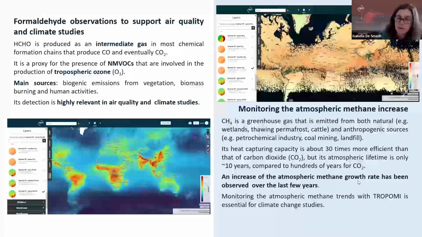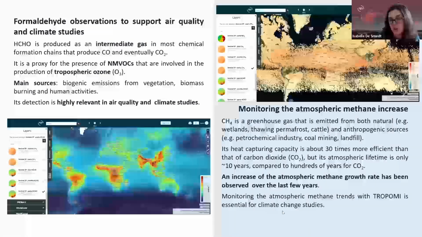And so we can really act on methane emission to have a better control on climate change. And since over the last few years, an increase of the atmospheric methane growth rate has been observed, monitoring the methane trends with TROPOMI is really essential for climate change studies.